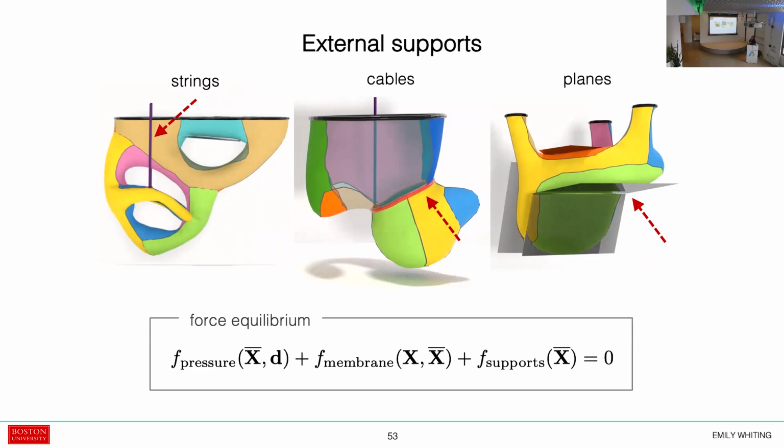So the idea here is that we have a big system that has to be operating under force equilibrium. So we have the fluid pressure forces from the cast material. We have membrane forces, so that's within the fabric itself and how it's stretching, and then external forces from these supports. And these all have to balance out to find the final form.